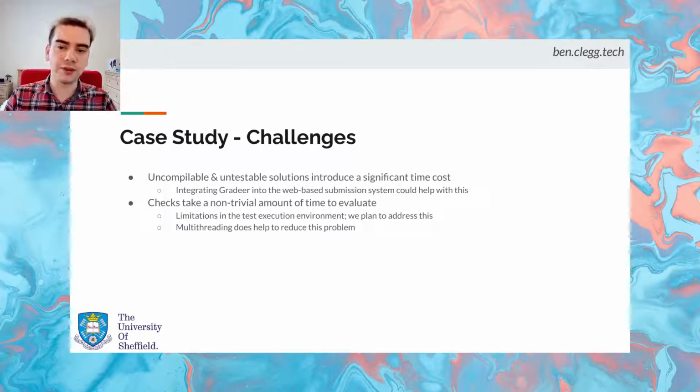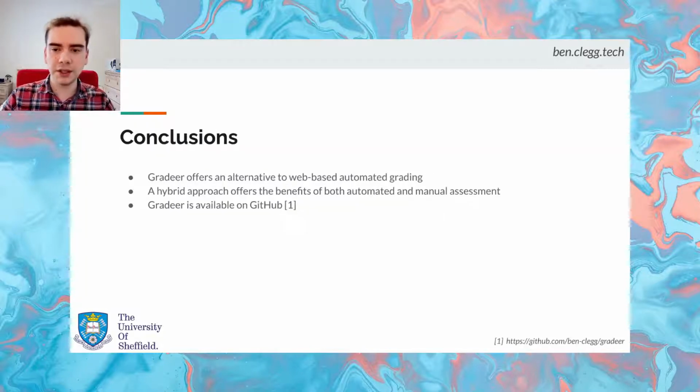We plan to address this in the future, though we do find that multi-threading significantly reduces the problem. In conclusion, we find that Gradia offers an alternative to web-based automated grading, and that the hybrid approach offers many advantages by combining manual and automated assessment. We also note that Gradia is available on GitHub for free under the GPL version 3 license.